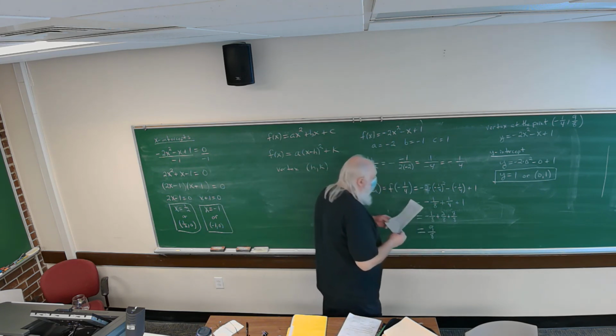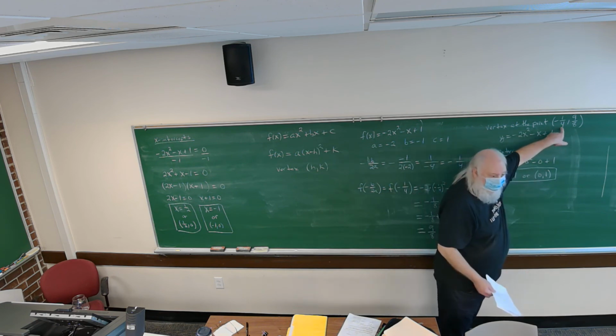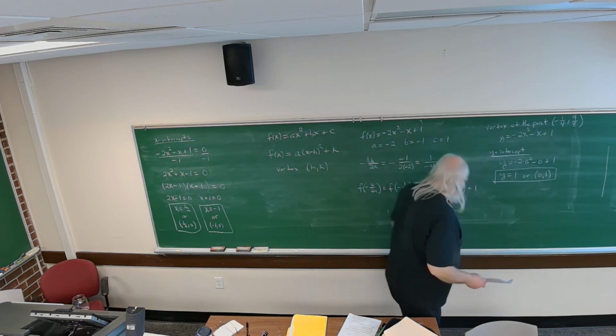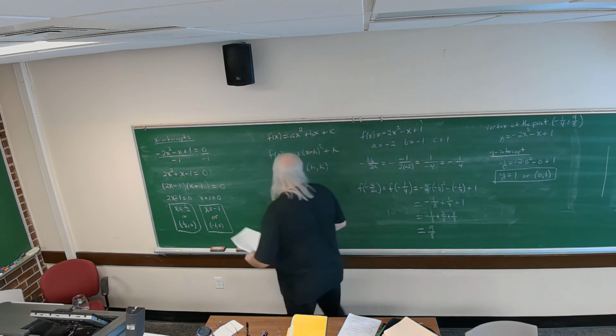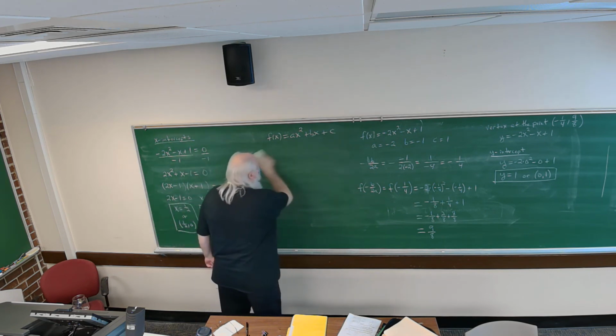Axis of symmetry. You take the x-coordinate of the vertex, and you just set x equal to it. So x equals minus 1/4 is the axis of symmetry.